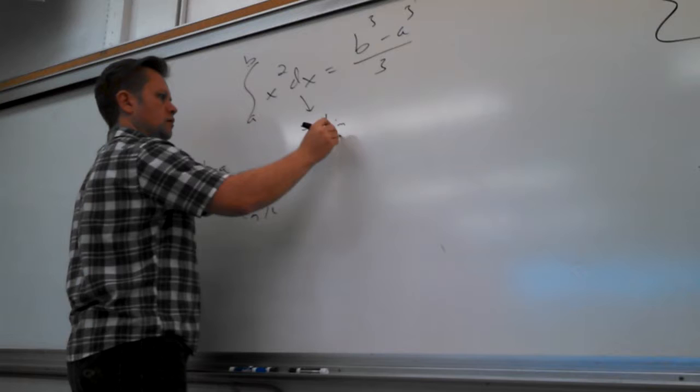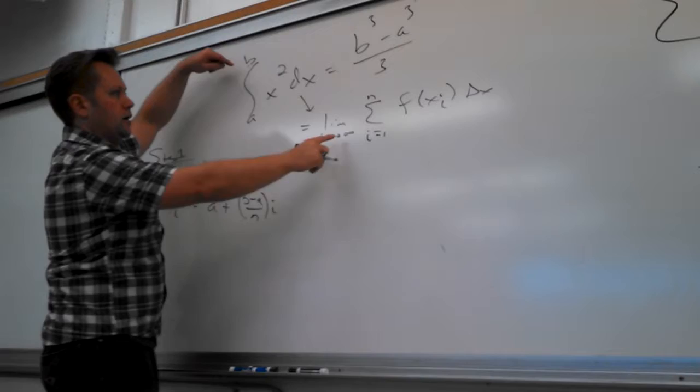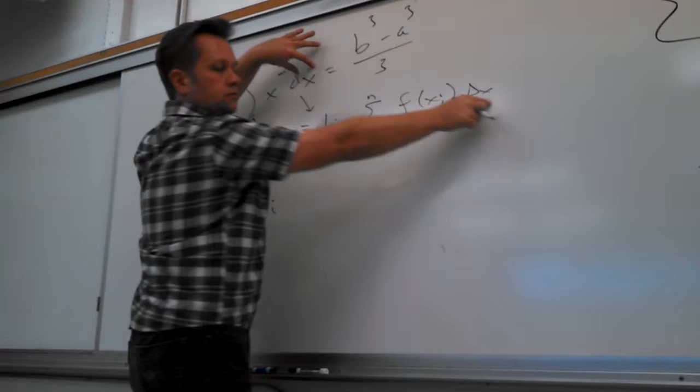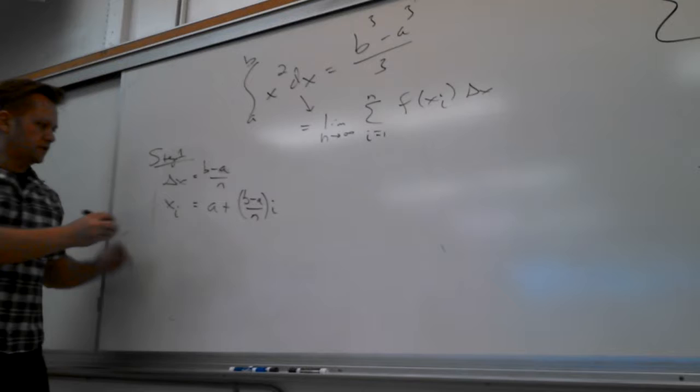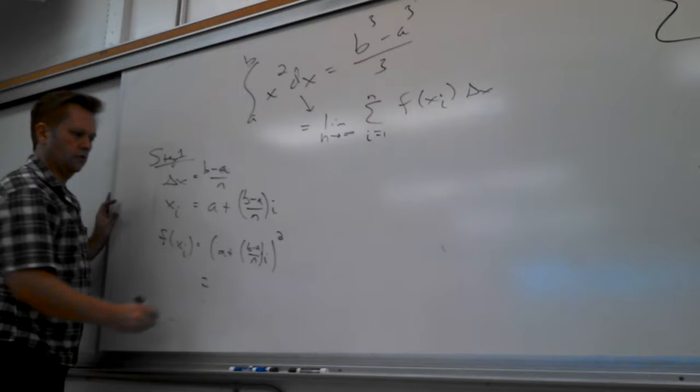Let's figure this out. Let's do the first couple steps. Alright, so there's that, right? So you can see this is here, this is here, and this is here. So you can see the comparisons there. What is f of x_i? It'll be the square of this thing, right? But you've got to FOIL it out.